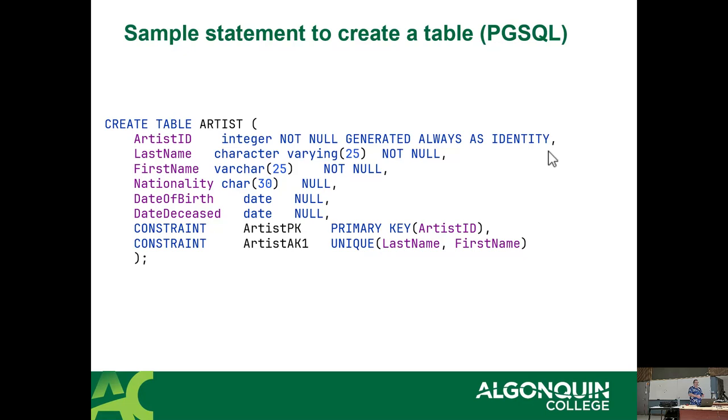Then we have the constraint. We gave it a name, primary key artist ID. Then we got another constraint that says it's a unique combination. So last name, first name combined must be unique. So those are a couple of different constraints.